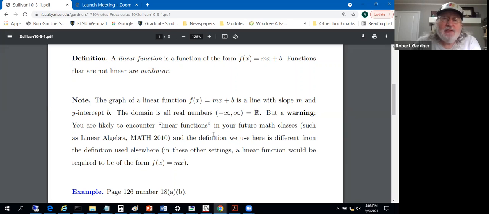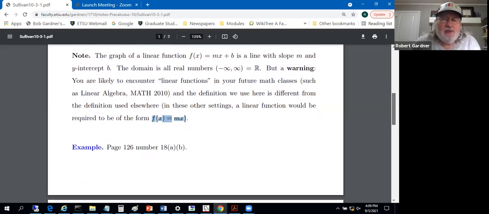But there'll be other settings when you take linear algebra, for example, a sophomore level class, where the idea of a linear function will be somewhat different from what we've defined it as here. In those settings, a linear function would be of the form f of x equals mx. The b would have to be 0 to satisfy the definition of linear in some other settings. But for us, we've just got x's and y's. We're in some sense in 2 dimensions, and we can make sense out of graphs of functions, which are lines, and such graphs in here are called linear functions.